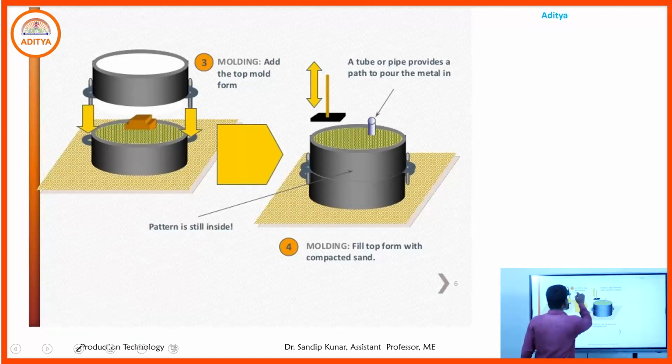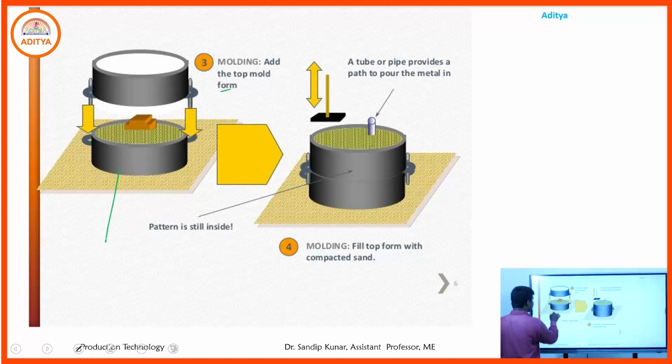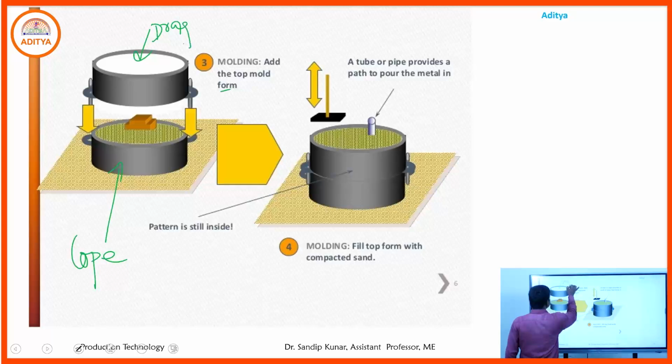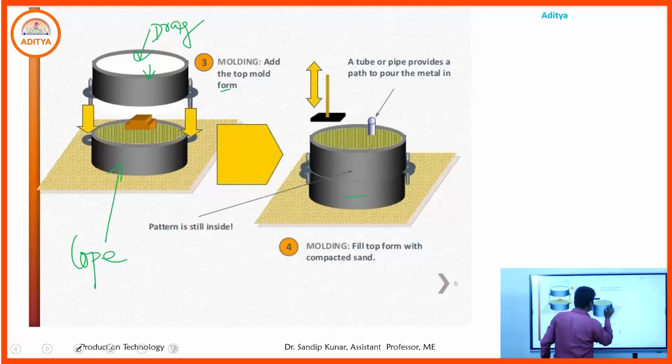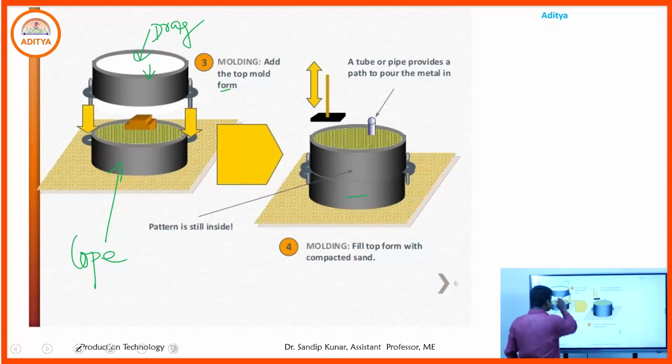Third thing, add the top mold form. Here, that is the cope part and that is the drag part. Then we add the top mold form, which is the cope part. Then we take the drag part and keep it in place. Inside that molding box we keep the pattern.